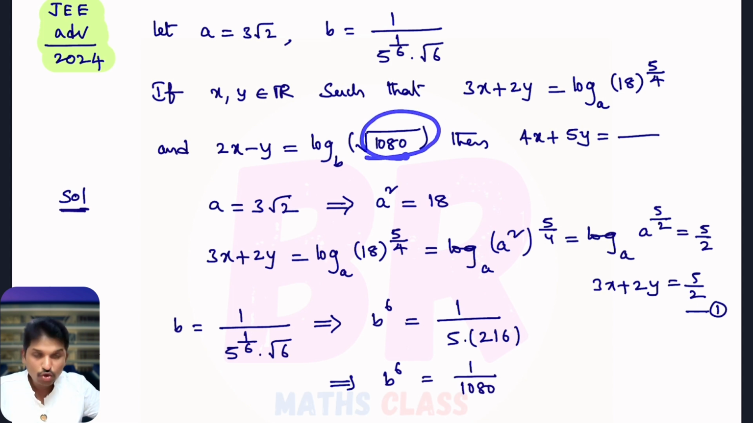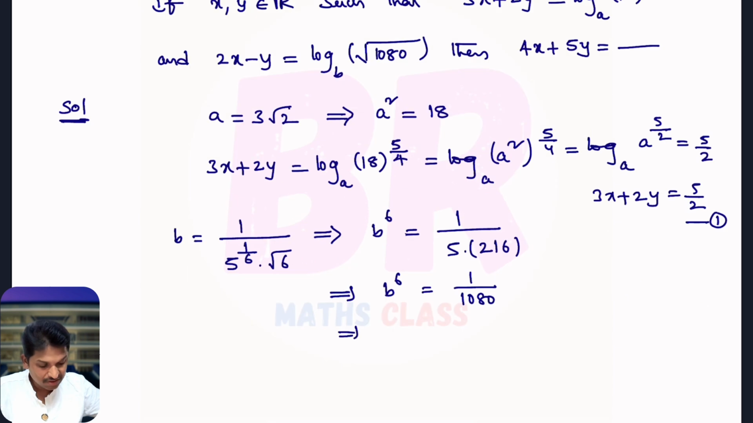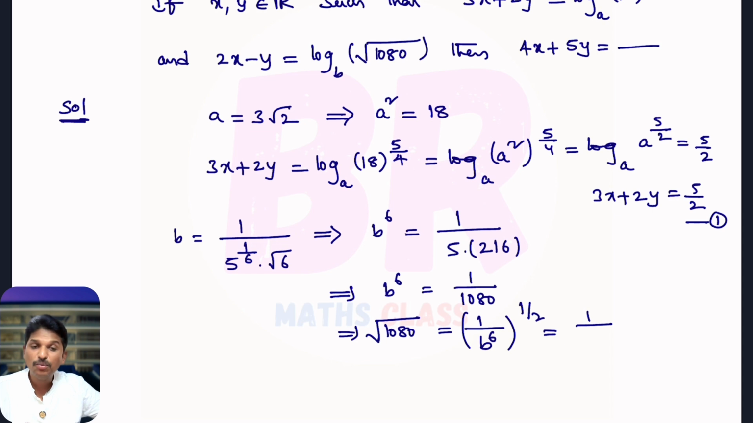You see here root over 1080 is there. From this 1080 is 1 divided by b power 6. What I'll do, I'll apply square root on both sides, right? So what you will get, square root of 1080 equal to 1 divided by b power 6 whole power 1 by 2. So this is 1 divided by b power 6 whole power 1 by 2, that is b power 3, right? This is b power minus 3. So square root of 1080 is b power minus 3.